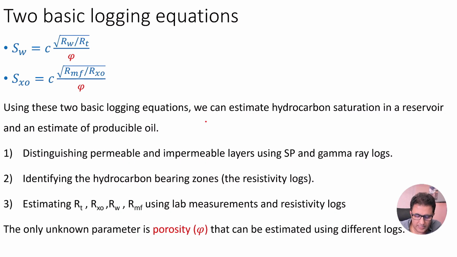In my resistivity lectures, I explained how to estimate four important resistivities that are used in these two equations: Rw, Rt, Rmf, and Rxo. And now the only unknown parameter is phi, or the porosity of the formation, that you're going to learn today and in subsequent lectures.